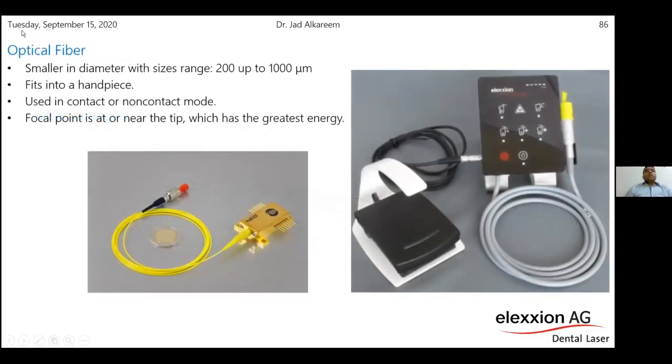Finally, we go with the optical fibers, and the optical fibers have an advantage because they are very flexible, so they have the ability to transfer more energy to the patient's mouth, and also they give you better movability and accessibility in the patient's mouth.